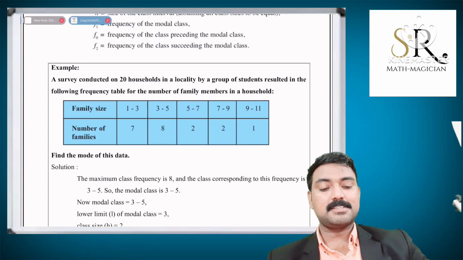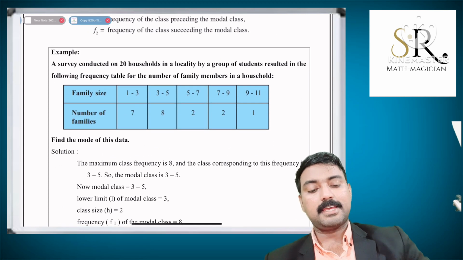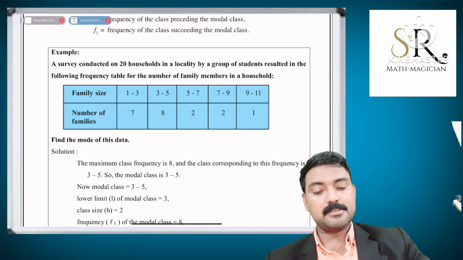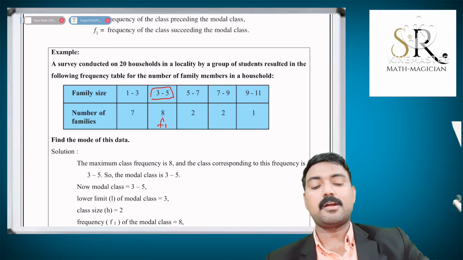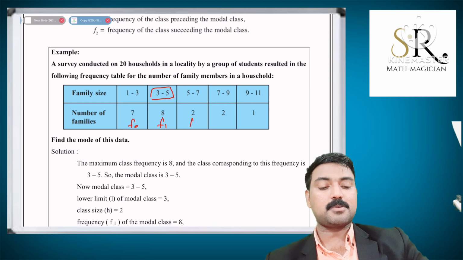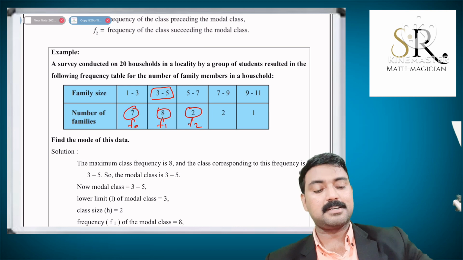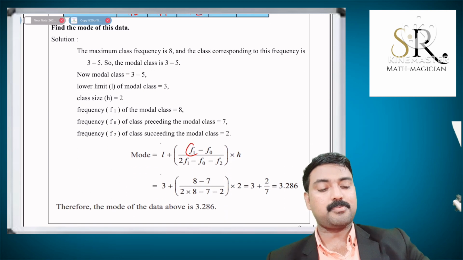Now it is very easy. Just identify all of this. L is this one. This is that class. Then its frequency is known as F1. The just preceding one is known as F0. The one just after it is known as F2. Now all these values we can insert in this equation, in the place of F1, F0, 2F1, F0, F2.